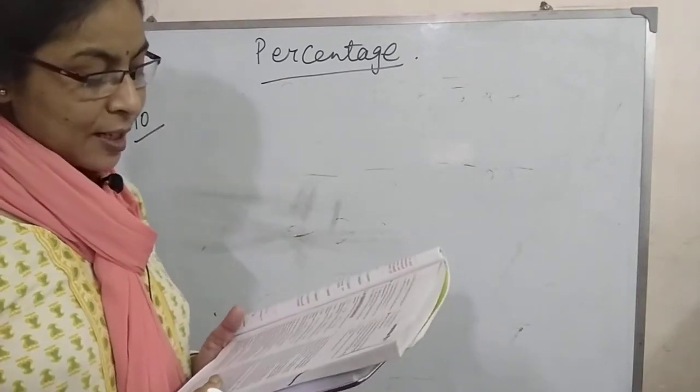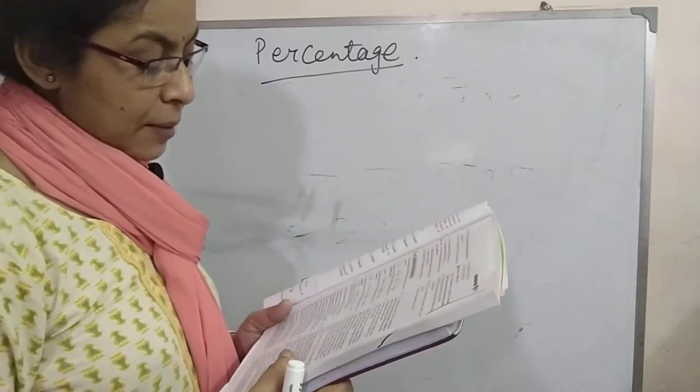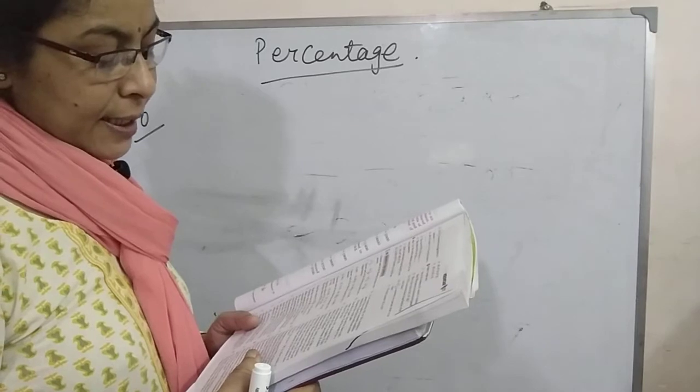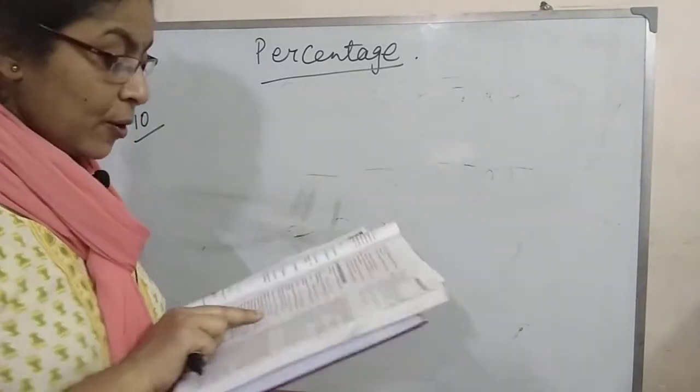Now I am going to start sum number 10. Here the question is, after spending 5% of a sum of money, rupees 133 remained. Find the sum of money. Okay.